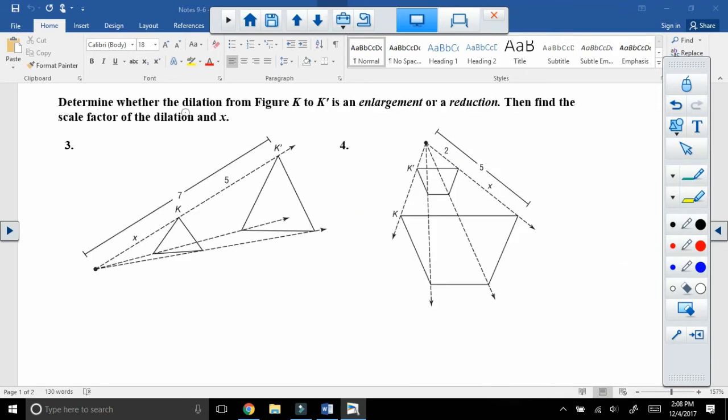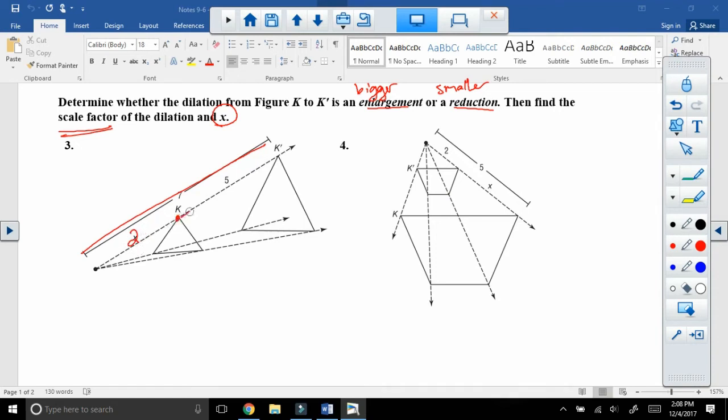Questions here say we need to determine if it is an enlargement or reduction. So just look and see, is it getting bigger or smaller? And then we're also going to have to tell what the scale factor is and solve for x. So the solving for x is probably one of the easier things you're going to do. Like here it says that this whole thing is 7 and this part is 5. So solving for x, x would just be 2.